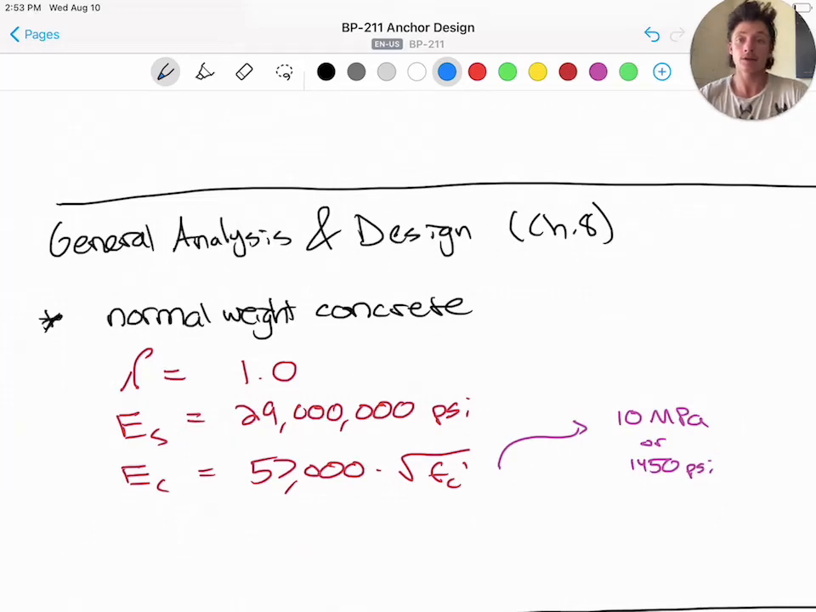Now in this unit we'll discuss chapters 8 and 9, and starting with chapter 8 for analysis and design. This is a short chapter and discusses the general considerations for analysis and design of concrete. It helps us define some of the constants we'll use in our following analyses. So lambda we'll define as 1.0 for normal weight concrete, as well as Es, which is the elastic modulus of the steel, and Ec, which is the elastic modulus of the concrete.